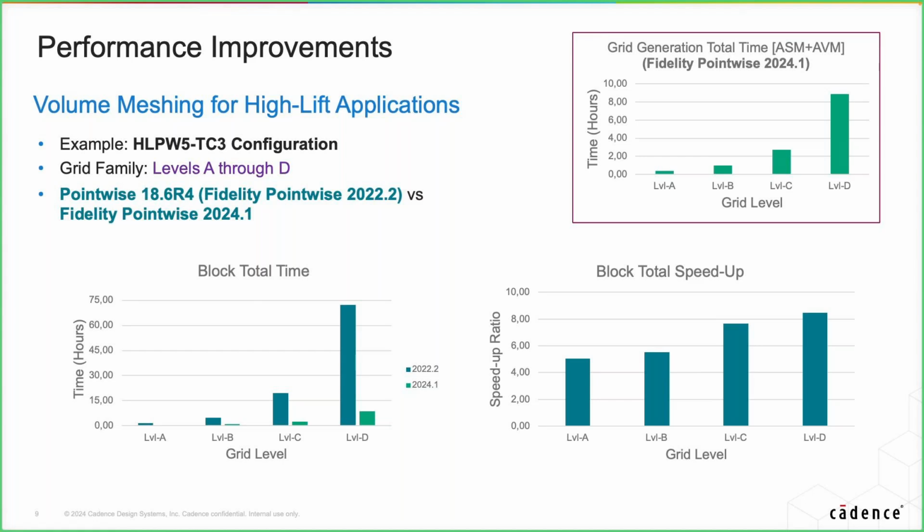And that really is the bulk of the mesh process or pre-processing in Pointwise, because for all of these cases, the geometry was prepared ahead of time. So each of the levels uses the same geometry, so there's no need to redo that work for every mesh. So that's the overview of the performance improvement. Again, a major improvement capability for 2024.1.